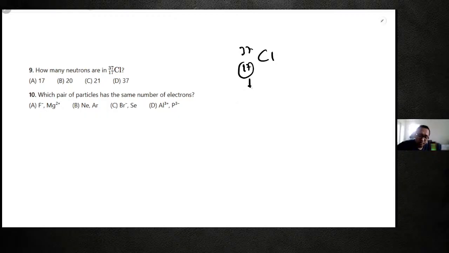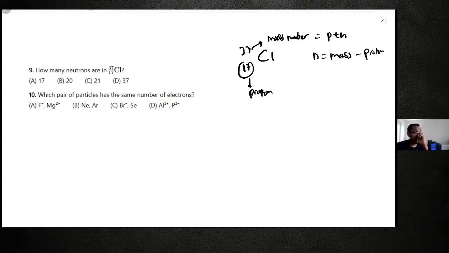This one is the proton, right? This one is the mass number, which is 37. How to find the mass number: proton plus neutron. So to get the neutron, it should be mass minus proton. So it should be 37 minus 17. It should be 20. So the answer should be 20.